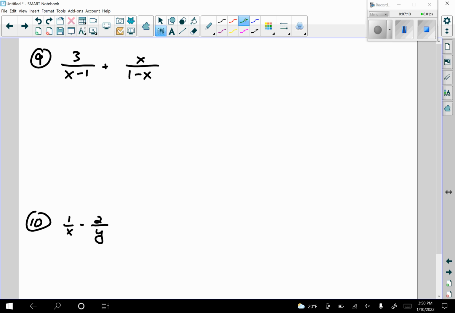Okay, looking at number 9's denominators, if you notice, they are opposite. So I'm first going to rewrite this as 3 over x minus 1 plus x over the opposite of x minus 1, because 1 minus x is the opposite. 1 minus x is the opposite of x minus 1. So that's how I rewrote it here.